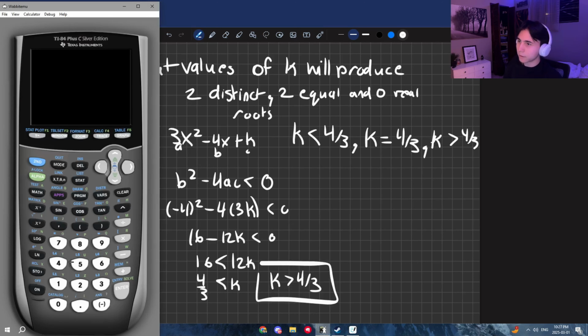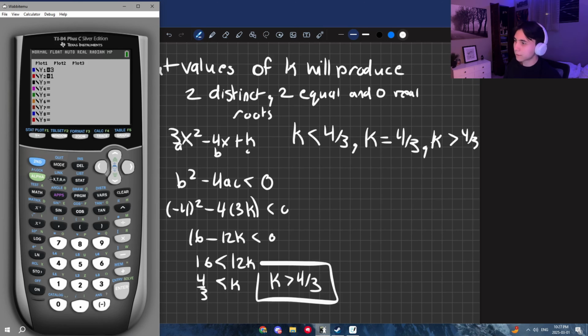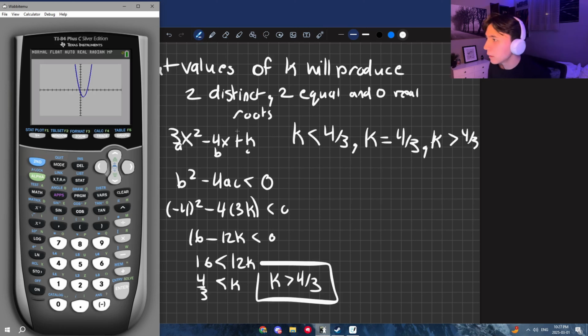And you can test it out in your calculator. What is our original equation? We have 3x squared minus 4x plus, and we just have to put in an input for k. We said that if it was 4 over 3, that would give us one solution. If we test this out, you can see that our vertex is our solution. Cool. Now all we have to do is see if it's less than 4 over 3. A number less than 4 over 3 would be negative 4 over 3, right? And we said that would give us two distinct solutions. And what do you know? We have two different solutions here.